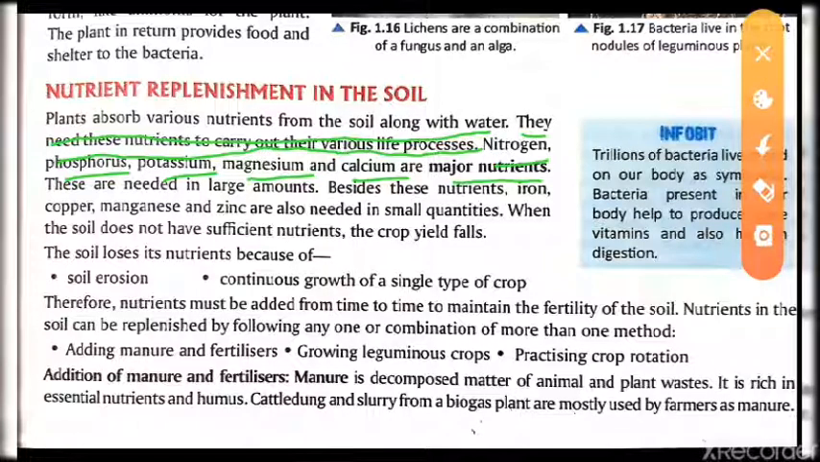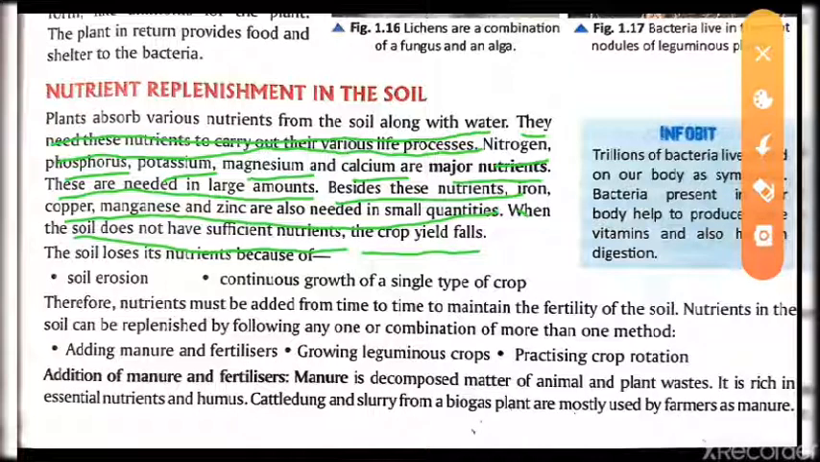Major nutrient means the plant needs them in a high quantity, so they are called major nutrients. These are needed in large amounts. Besides these nutrients, iron, copper, manganese and zinc are needed in small quantity. This is called the minor nutrient, needed in very small quantity, but it is needed. When the soil does not have sufficient nutrients, the crop yield fails. If they do not have the major and the minor nutrients, the crop will fail.